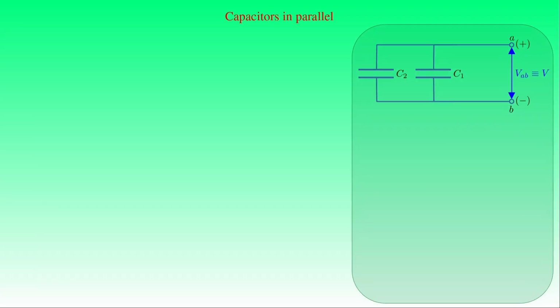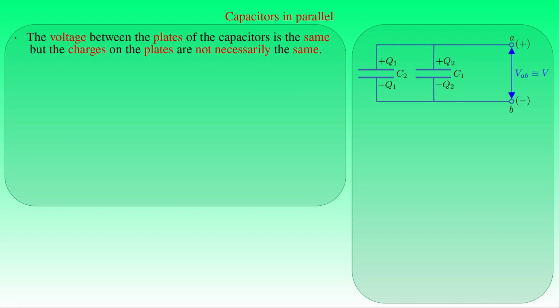Now we determine the equivalent capacitance of two capacitors of capacitances C1 and C2 connected in parallel. As the figure shows, the difference between the potentials of the two plates of each capacitor is the same, but the amounts Q1 and Q2 of the electric charge stored on their plates are not necessarily equal to each other. We can write that the charge Q1 on the plates of the first capacitor is equal to the capacitance C1 of the capacitor times the voltage V applied between its plates. Similarly, the charge Q2 on the plates of the second capacitor is equal to the capacitance C2 of the capacitor times the voltage V applied between its plates.